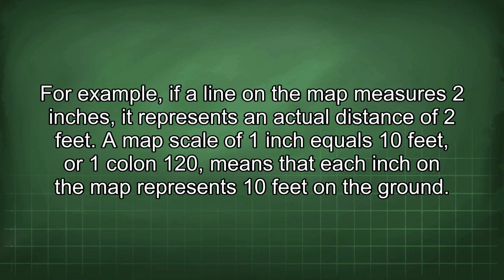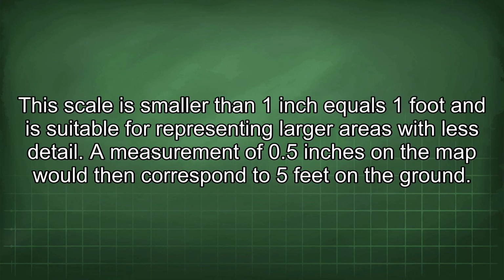For example, if a line on the map measures 2 inches, it represents an actual distance of 2 feet. A map scale of 1 inch equals 10 feet, or 1:120, means that each inch on the map represents 10 feet on the ground. This scale is smaller than 1 inch equals 1 foot and is suitable for representing larger areas with less detail. A measurement of 0.5 inches on the map would then correspond to 5 feet on the ground.